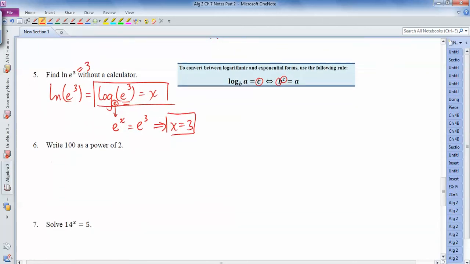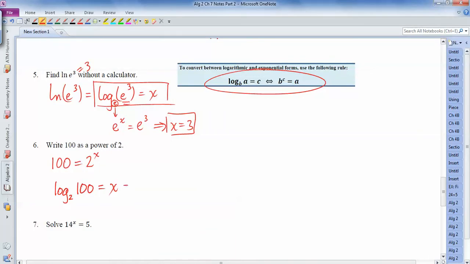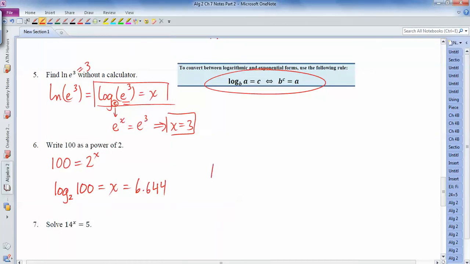Let's see, write 100 as a power of 2. So that means 100 has to equal 2^x. In order to do that, we can just use this formula right away and rearrange. So b to the c is 2 to the x, so I've got log base 2, and then that equaled 100. So log base 2 of 100 equals x. This you can't do by hand, so we're going to plug that into the calculator. Alpha f2, 5. Log base 2 of 100 equals 6.644, let's say. Let me make sure that was right. Yep, that's right. So 100 can be written as 2^6.644. So that's writing 100 as a power of 2.